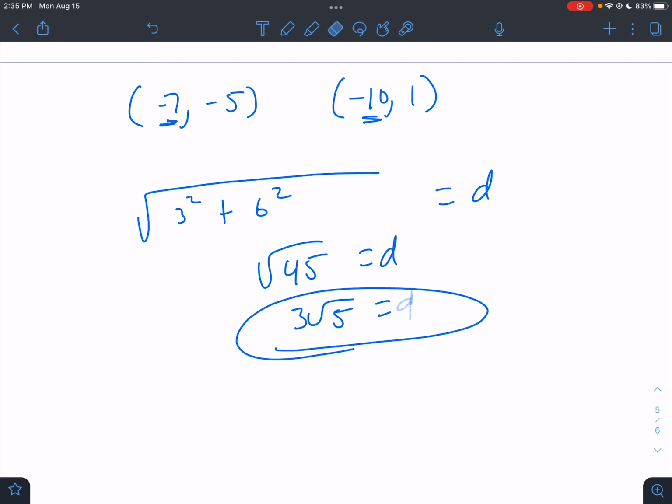Now, if the question tells you to round, you do need to round. You need to pay attention to what the instructions tell you. But that's it, guys. That's how you find the distance between 2 points. Let's get really good at this.